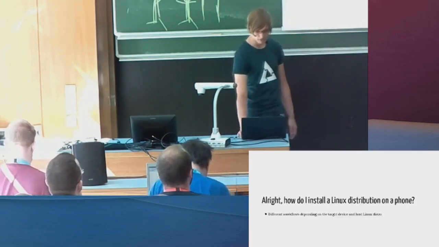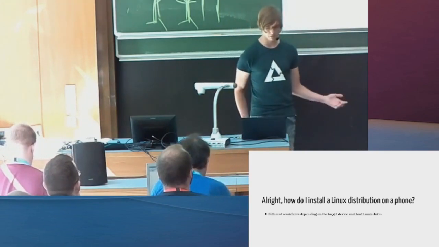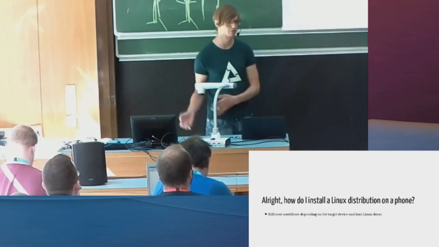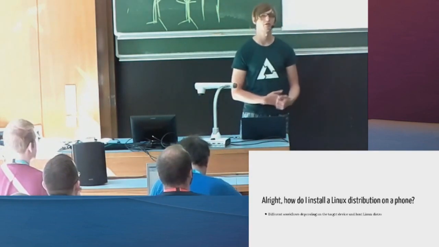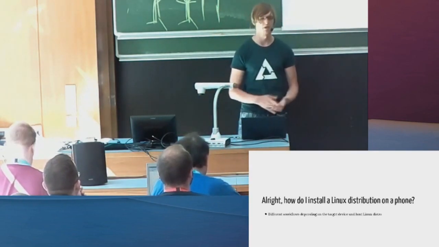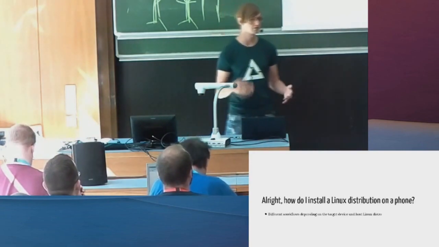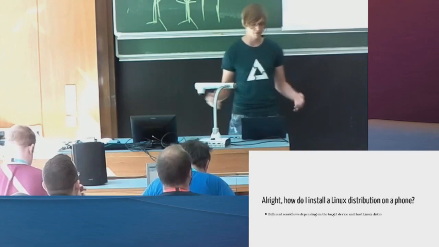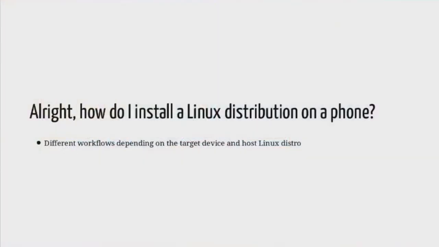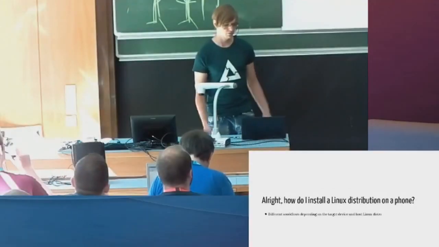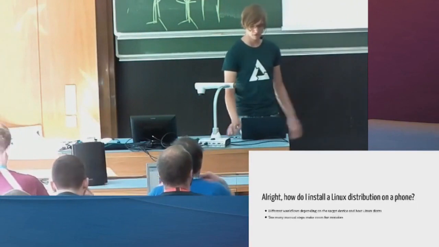Well, first of all, we need to install a lot of packages on the Linux distribution from where we want to install to the phone. And it turns out, of course, on Linux distributions, the packages have different names. So you can't really make a step-by-step guide that works on every distribution. And also, the phones themselves require different flashing applications, and even if they have the same flashing application like Fastboot, for example, you will sometimes need special vendor bytes that need to be sent to the device. So all in all, it's a big mess, and there is no standard way to do it all.